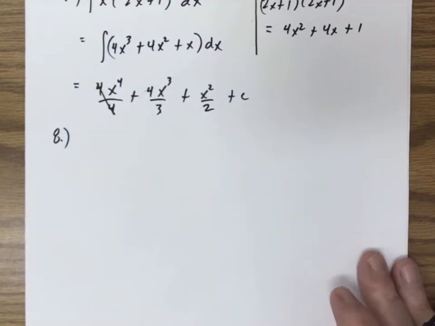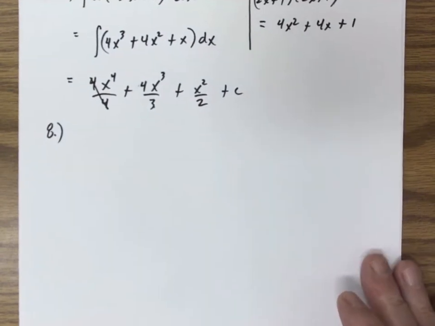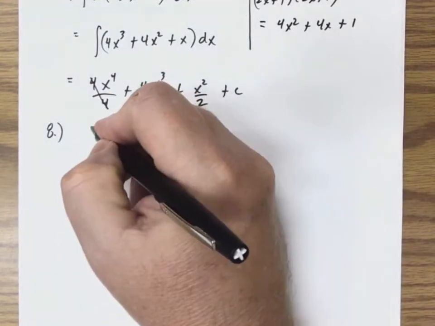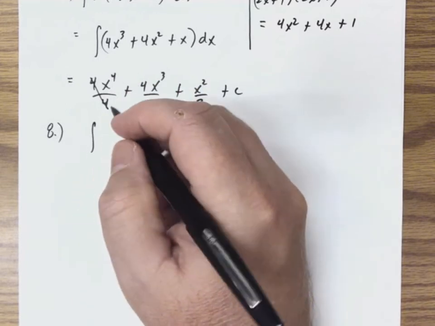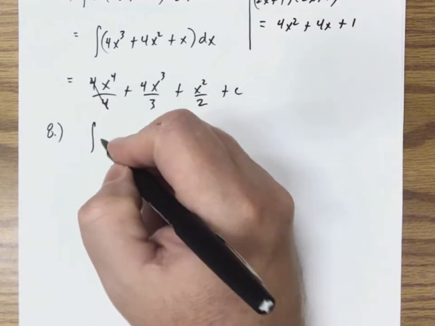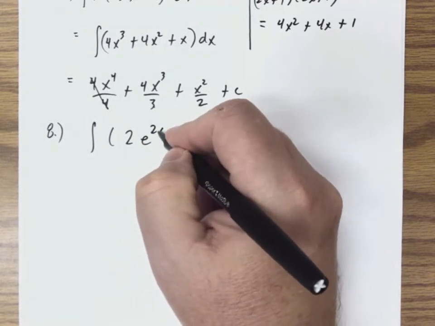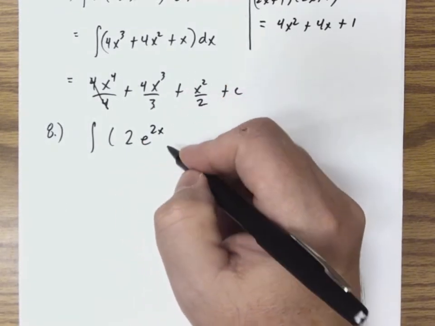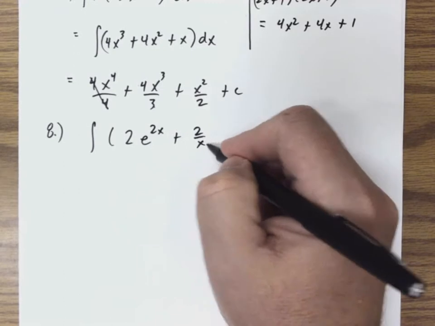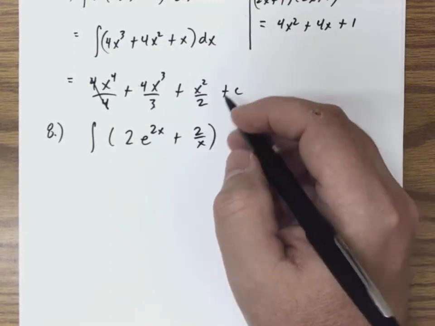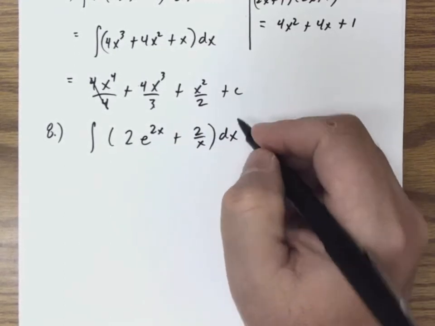Number 8. Integral of 2e to the 2x plus 2 over x dx.